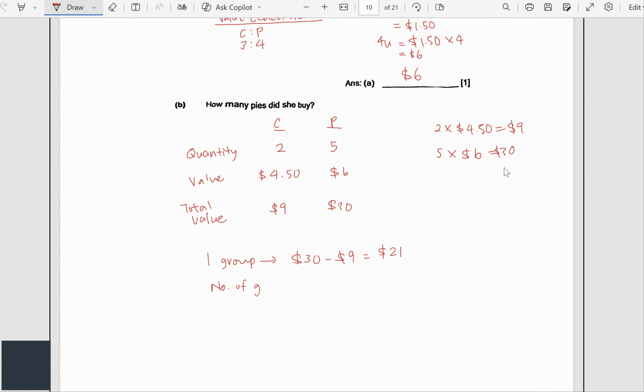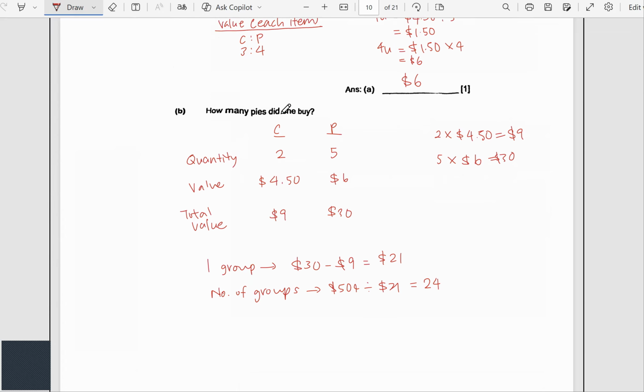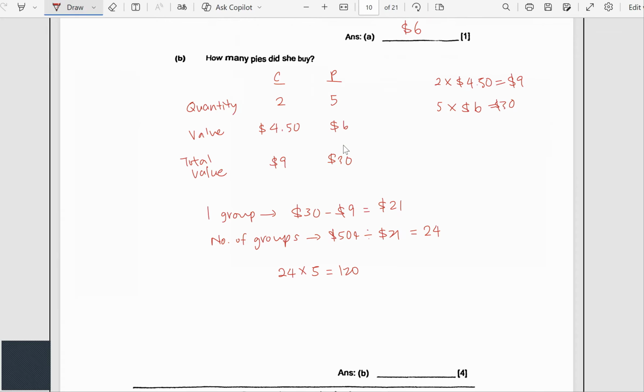So number of groups, 504 divided by 21. This will give us 24 groups. How many pies did she buy? In every group, there are 5 pies. So if there are 24 groups, there's 24 times 5. Okay, so 120 pies.